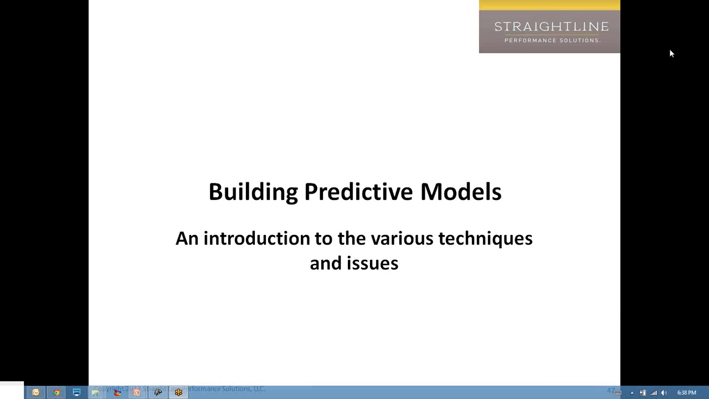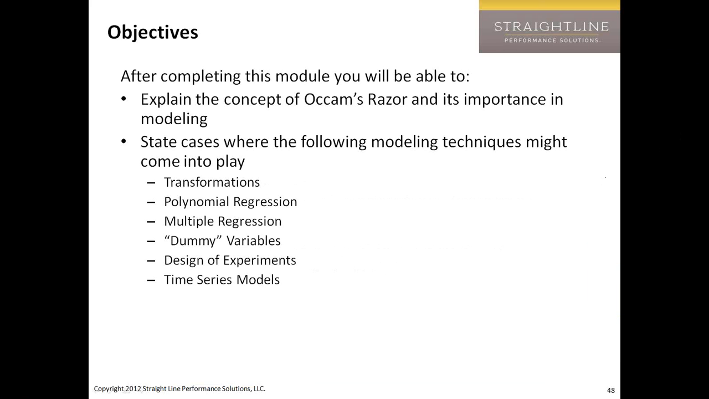We've already learned simple linear regression, which is fitting a single line, but we're going to take a survey of some of the techniques and tools, and we'll talk just briefly about a couple of the issues that we can run into. They're not so much with modeling, but just some issues that you can run into when you're building models. After we complete this, you'll be able to explain the concept of Occam's razor and its importance in modeling. It's not the only thing that's important, but it is important.